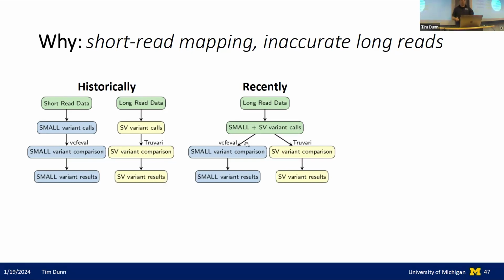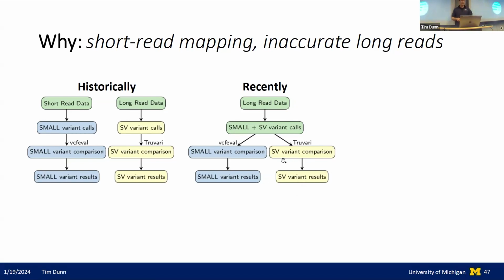But more recently, we've seen the emergence of pipelines that can call both small and structural variants from one sequencing workflow. Typically it uses long reads as the backbone. That can be polished with short reads, or it can be supplemented with Hi-C or optical genome mapping data. Basically now it is possible to call small and structural variants from the same pipeline. But at the same time, the current methodology for the evaluation is still to do small variants and structural variants separately.